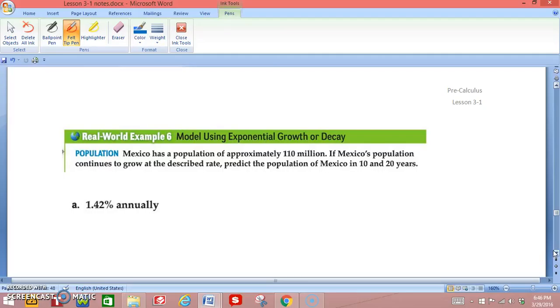Okay, Mexico has a population of approximately 110 million. If Mexico's population continues to grow at the described rate, predict the population of Mexico in 10 and 20 years. So this is a growth, okay? So our T is going to be 10, and then we'll do it again for 20. Our initial amount, N sub 0, that's the starting population, is 110 million.